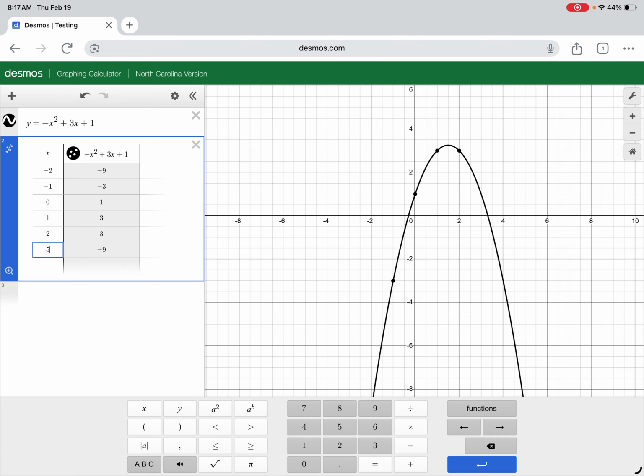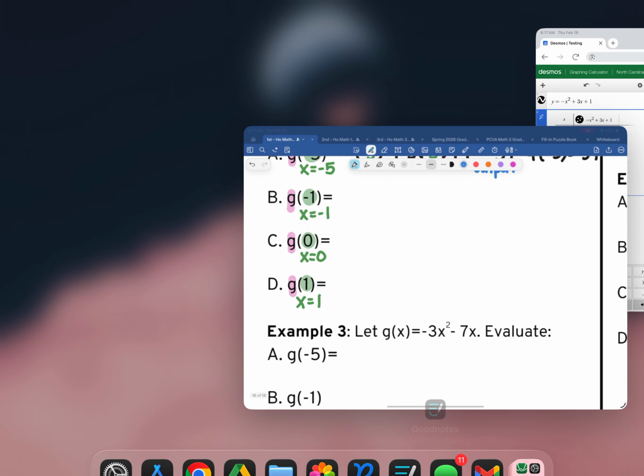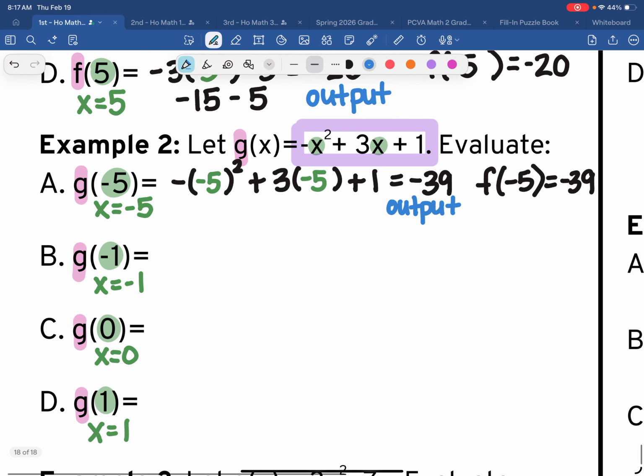Oh, sorry, not 5, negative 5. There we go. So negative 5 is negative 39. Okay, so I can verify that that is correct. So again, for each one of these, I'm going to do the exact same thing. Do not forget that there is a negative in front of the x. So that negative stays and that square stays when I substitute in for x.